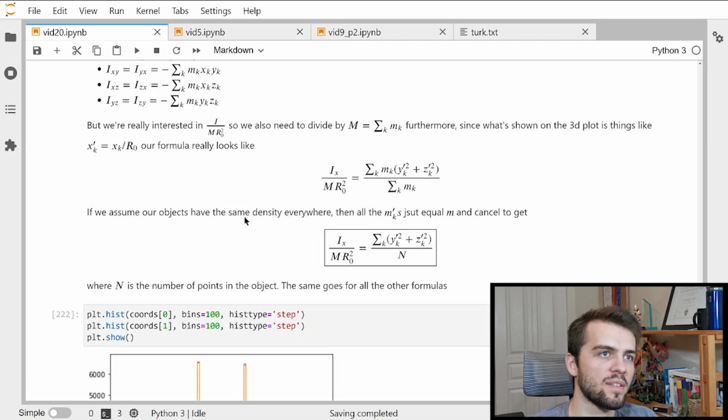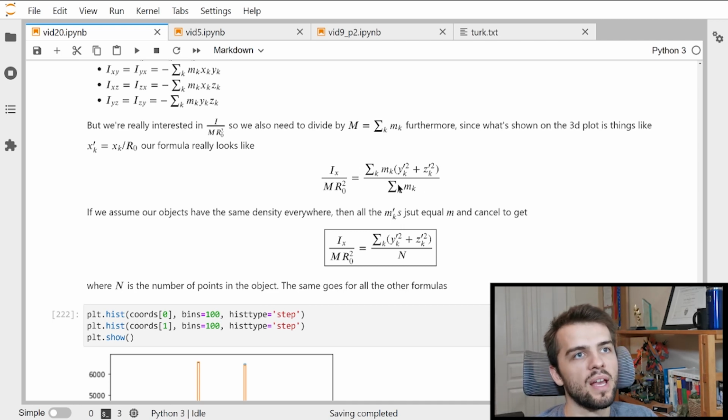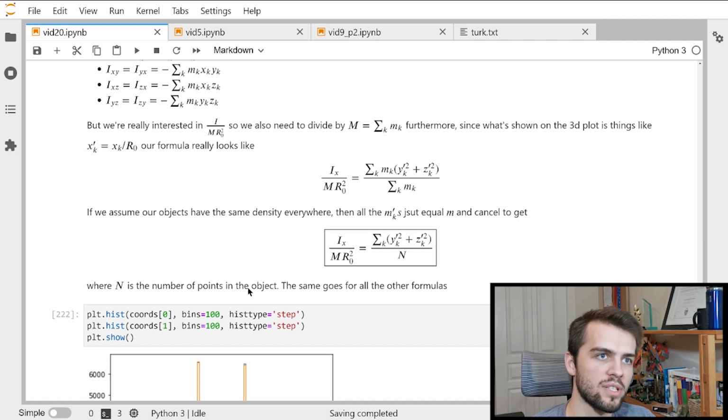So if we assume the objects have the same density everywhere, then all the mk's are just equal to some little number m. They're all equal, and I can factor that m out of both sums. And the bottom sum is just the sum over k of 1, so that's just equal to big N, where N is the number of points in the object. So this formula, Ix over mr naught squared, is the sum of these terms here. Really easy. I have access to these arrays, and then N is just the length of these arrays.